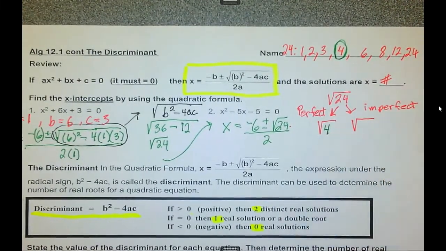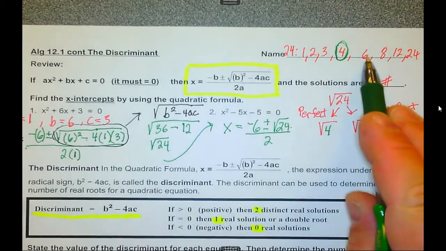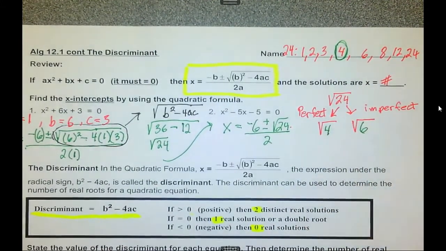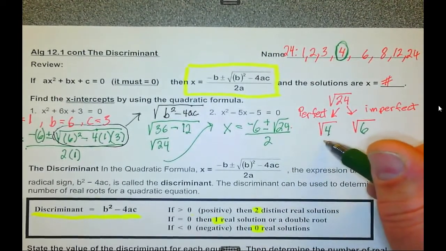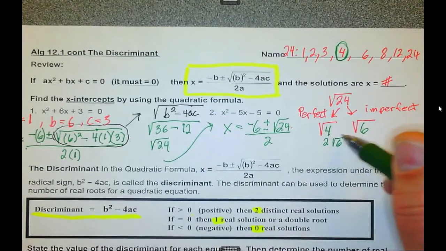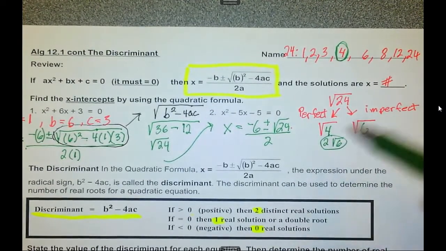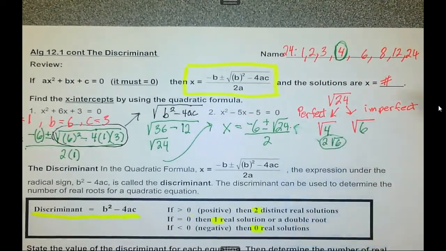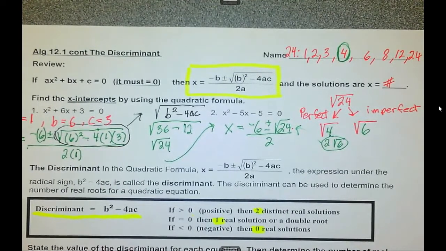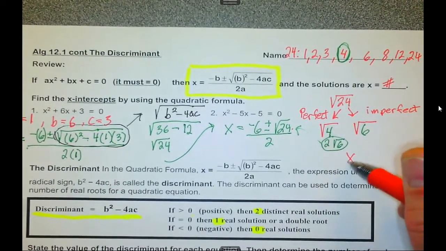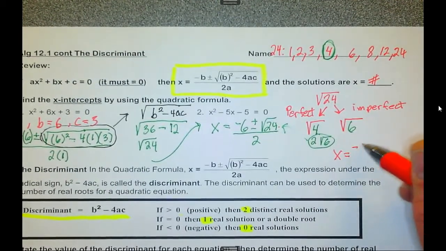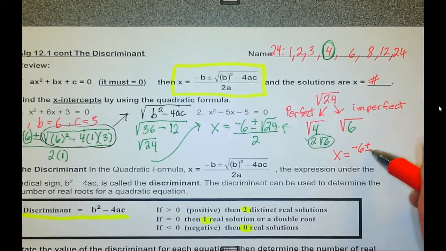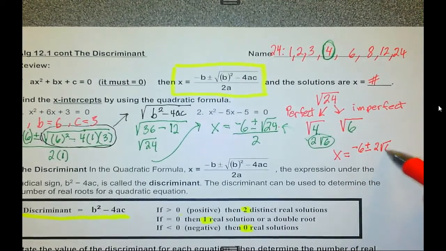Goes right into there. So I need the other factor of 4, which is 6. So this square root of 24 is 2 radical 6. So square root of 24 reduces to 2 radical 6. So I'm going to rewrite that. x equals -6 plus or minus 2 radical 6 all over 2.